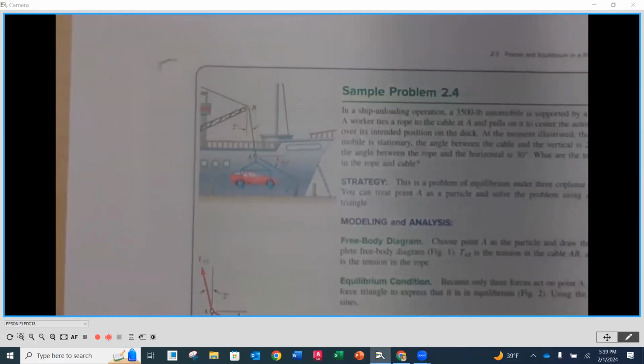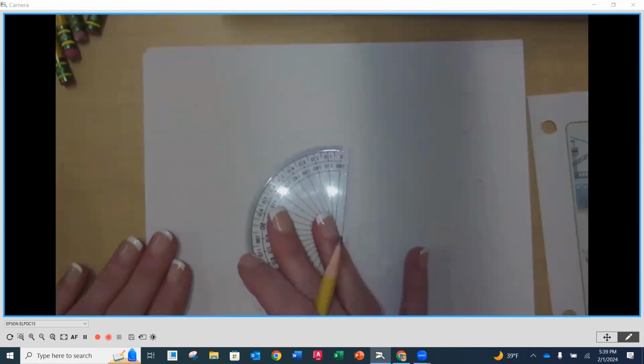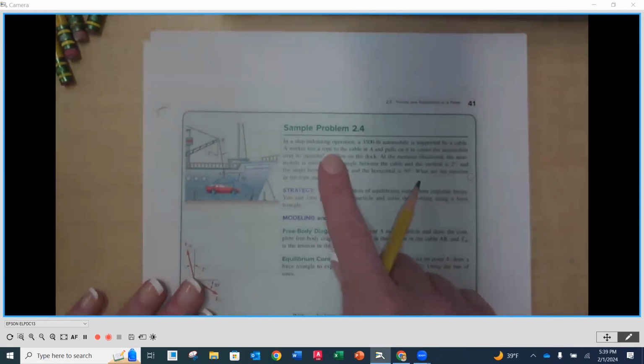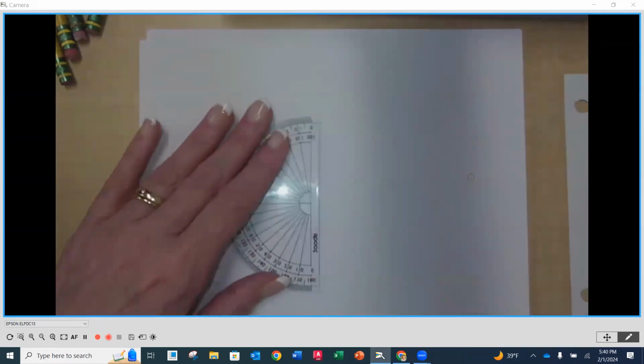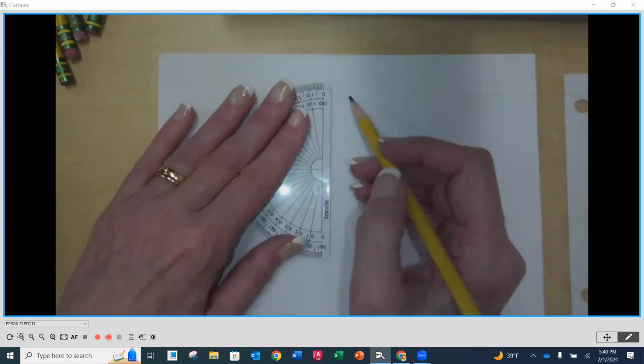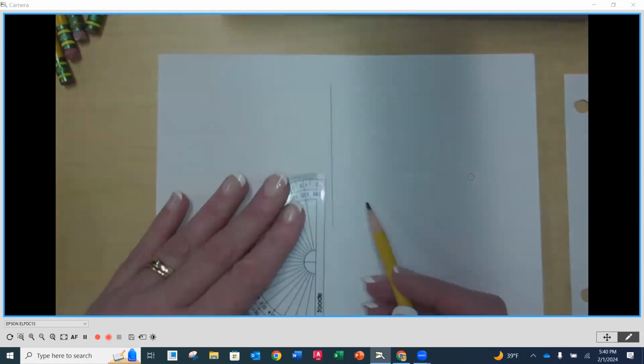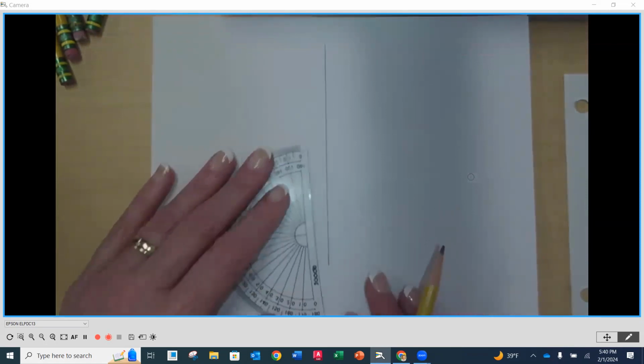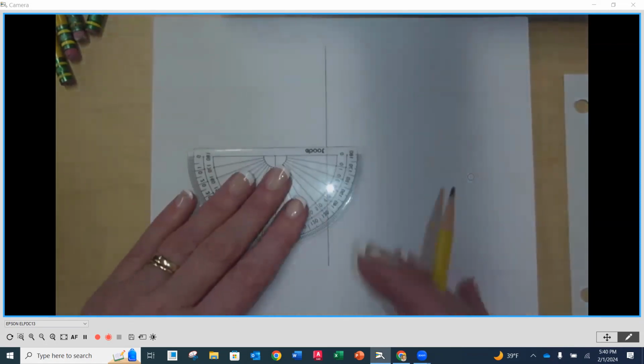No worries. So we're going to draw an X and Y axis, and A is going to be at the center. Kiefer, we're on page 41, and we're looking at sample problem 2.4. Sounds good. Thank you. You're welcome. Just so you know, Kiefer, this is our first practice problem that we're looking at.